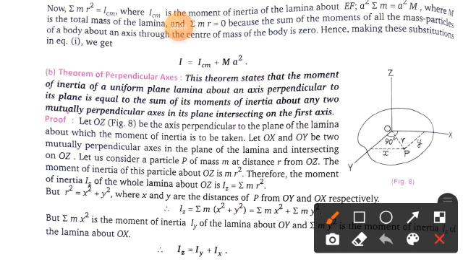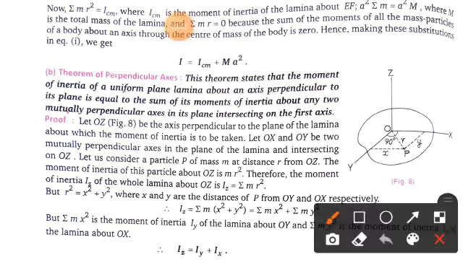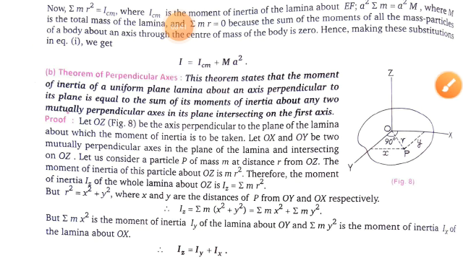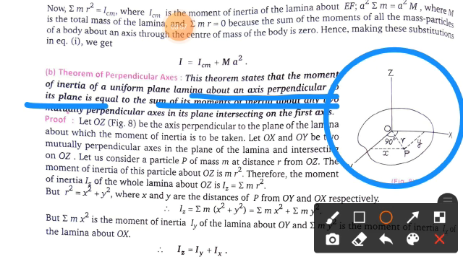Now come to the second one, the theorem of perpendicular axis. This theorem states that the moment of inertia of a uniform plane lamina about an axis perpendicular to its plane is equal to the sum of its moments of inertia about any two mutually perpendicular axes in its plane intersecting the first axis. We can prove this theorem from this figure.